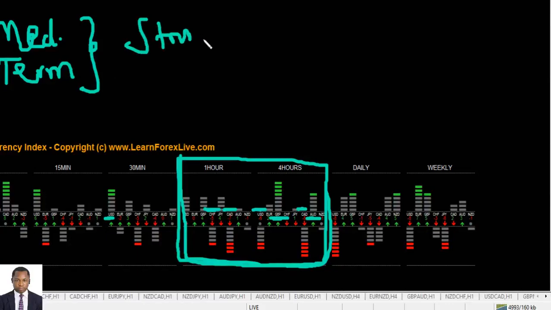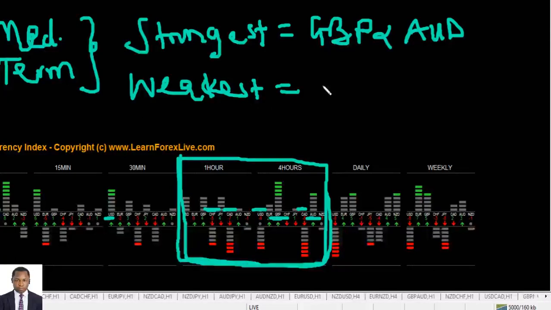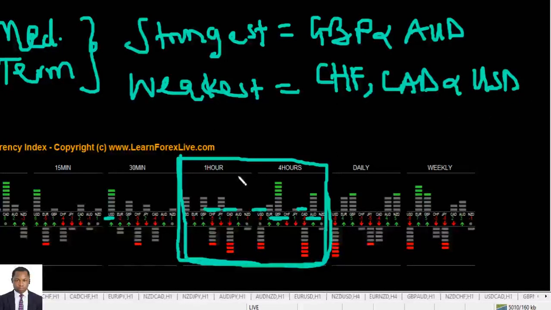So, strong in the medium term, strongest, that's strength: we have the sterling pound and the Australian dollar. Weakest, we have the Swiss franc, the Canadian dollar, and the American dollar. So you might want to just note that down.